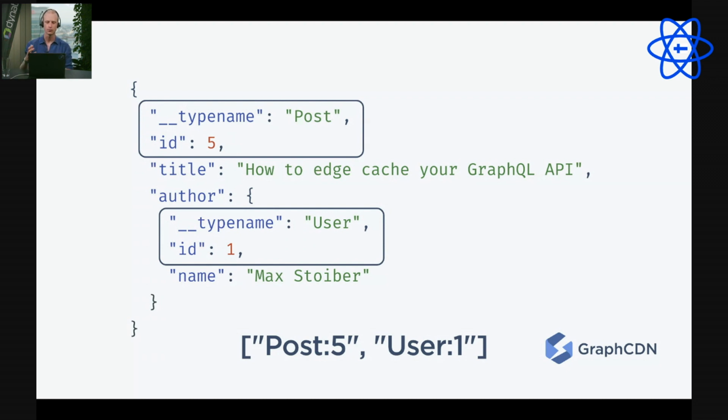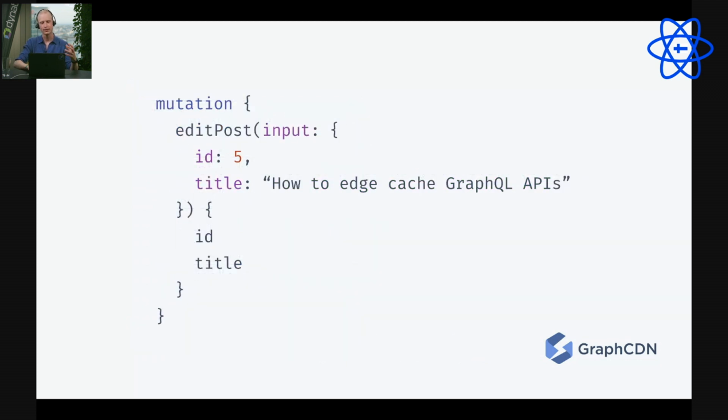And that's really what makes it so powerful. Even more powerful is when you start working with mutations, because GraphQL differentiates between queries, which just load some data, and mutations, which change some data.